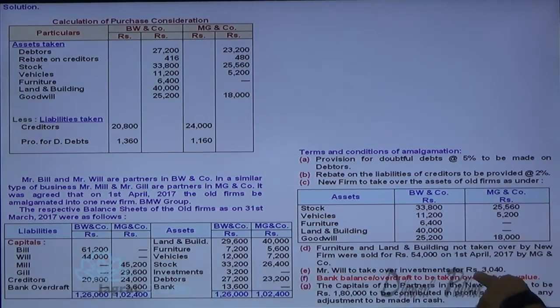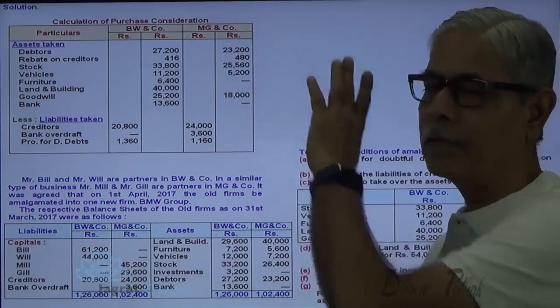Now, on the basis of this, Mr. Bill will take the investments. So investments are not sold. Bank balance and overdraft are to be taken at book value. So here the bank balance will be recorded in assets and overdraft will be recorded in the liability. So this is how the assets and liabilities are purchased.